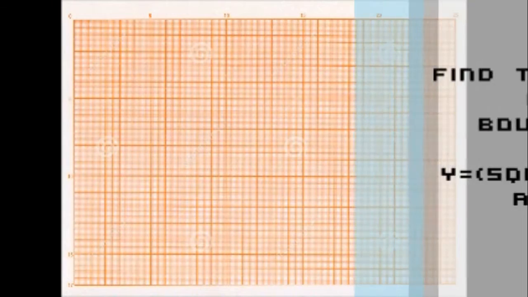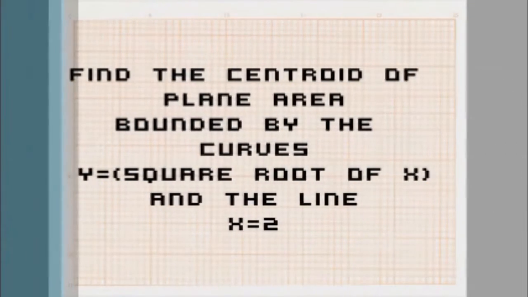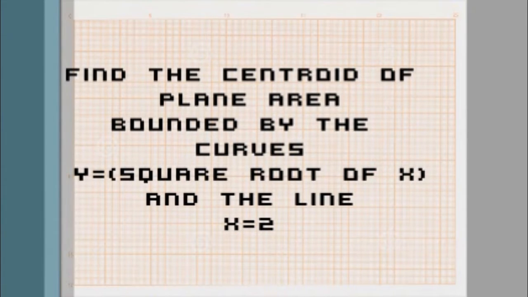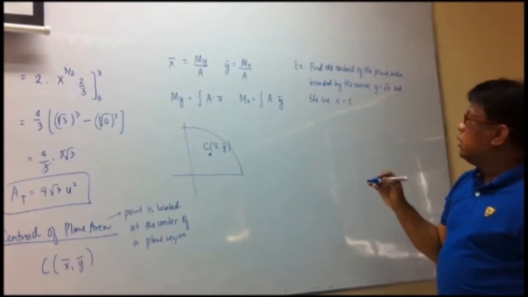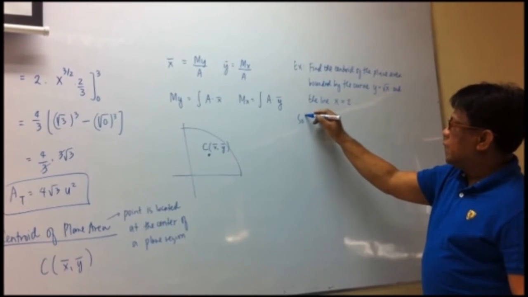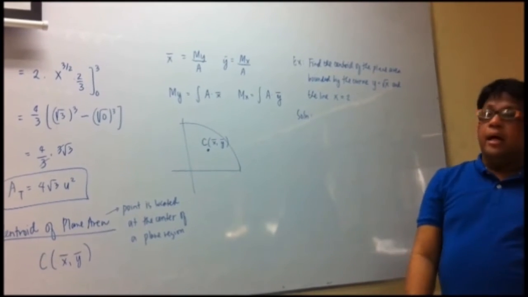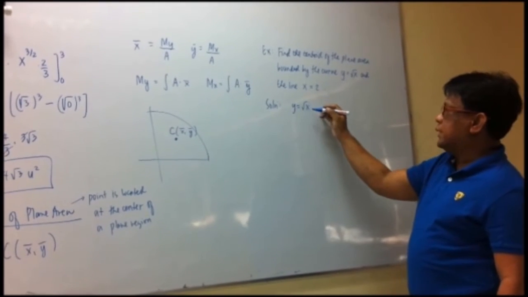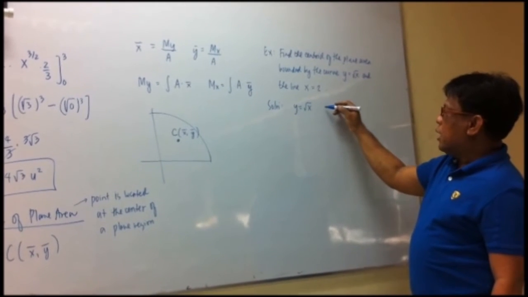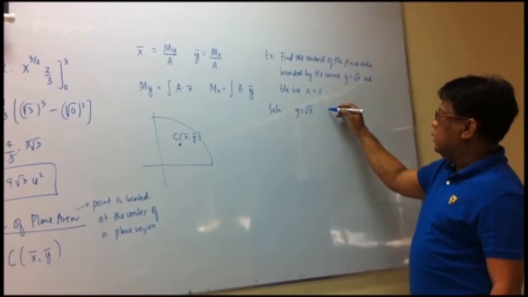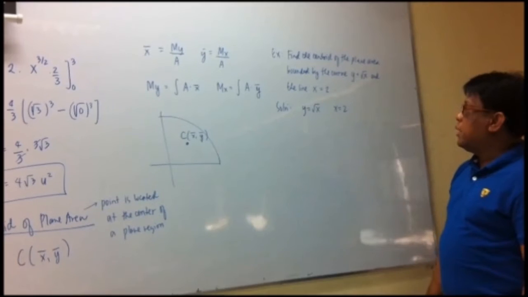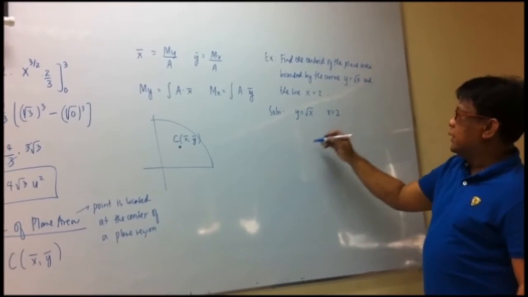Find the centroid of the plane area bounded by the curve y equals square root of x and the line x equals 2. To solve for the centroid of the plane area, we need to sketch first y equals square root of x and the line x equals 2. We will define the region bounded by the two curves, okay?